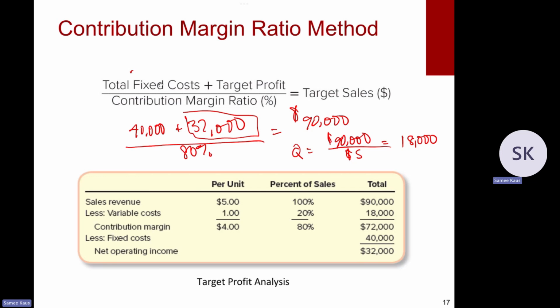So those are our 3 methods in order to perform CVP analysis. And we can use any of the 3 methods for both break even and for target profit. And we can also calculate one and translate it into dollars or quantities, just depending on the information that we have.